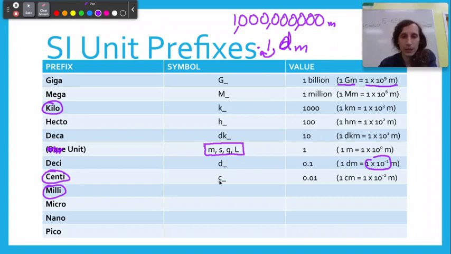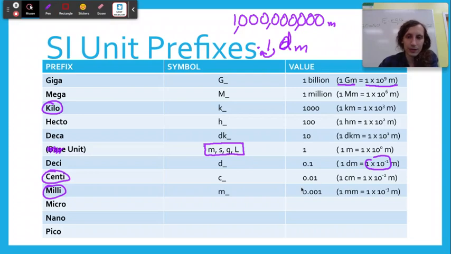All right, centi, it's going to be 0.01, so you're moving the decimal 2 places to the left. We've got milli after that. It's moving the decimal 3 places to the left. And then our jumps become much bigger.